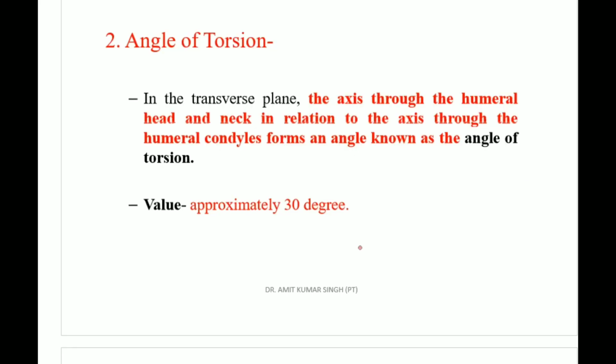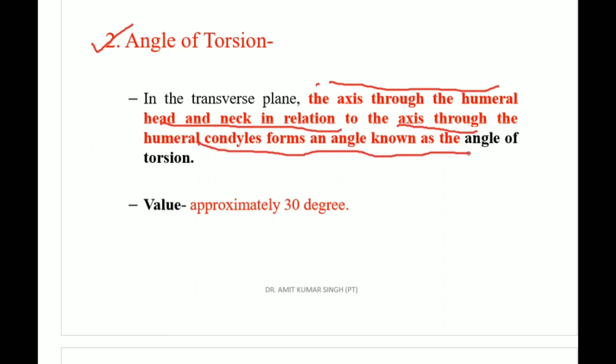Next angle, angle of torsion. The axis through the humeral head and neck in relation to the axis through the humeral condyles forms an angle known as the angle of torsion, and the approximate value is around 30 degrees.